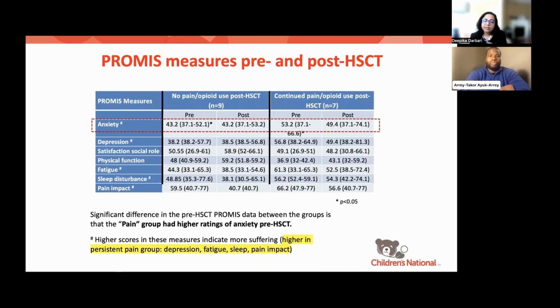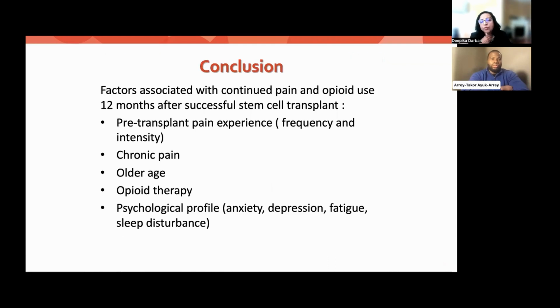As I mentioned, we also asked about some of the psychological factors as PROMIS measures, as reported by the patients. Here you can see patients who had higher scores were more likely to have anxiety, depression, more fatigue, more sleep disturbances and pain, and a higher impact of pain on their daily activity. These were the individuals who were at higher risk to continue to have pain and opioid use after the transplant. Next slide, please.